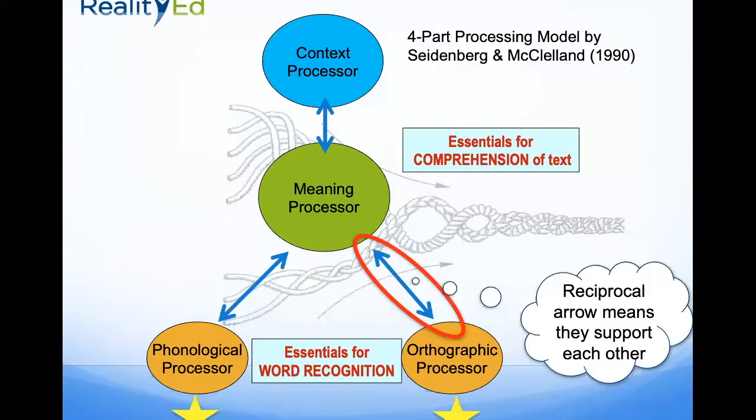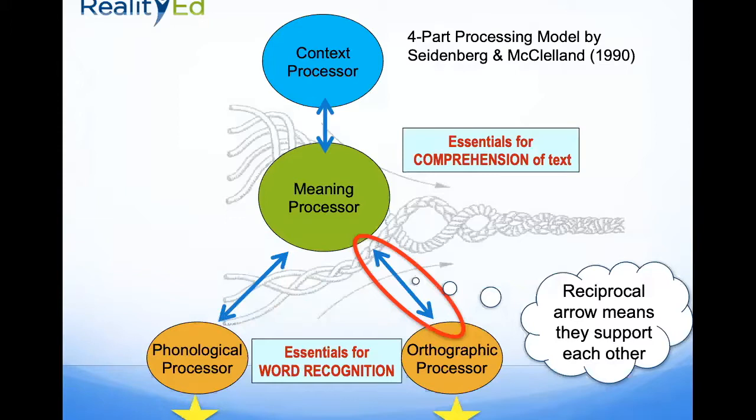And think of the green and the blue sections, the meaning and the context processor, to be essential for the comprehension of text, so the upper part of the rope or the higher order skills. Again, all of these pieces interact, but it's important that we understand which pieces we may need to target more if the student is showing deficits in those areas.